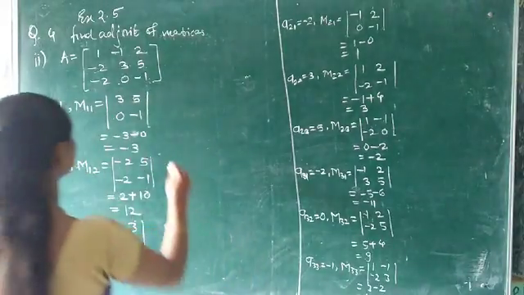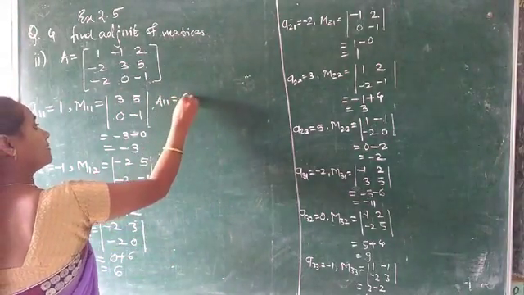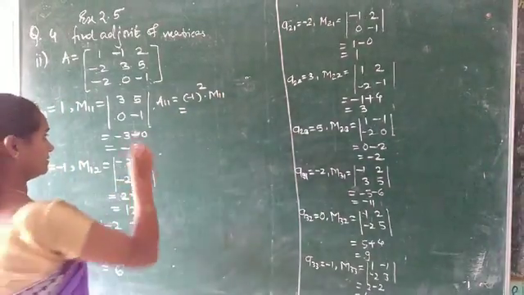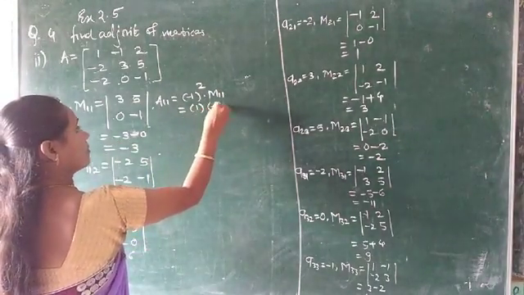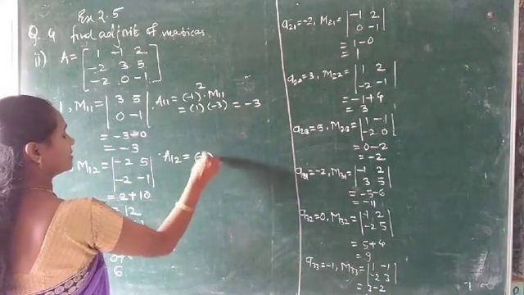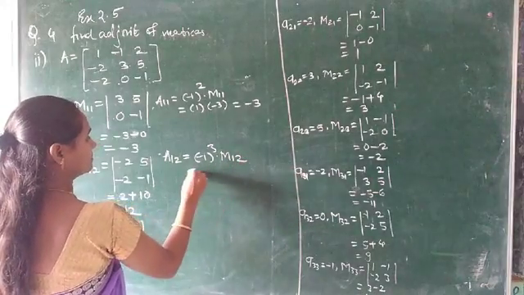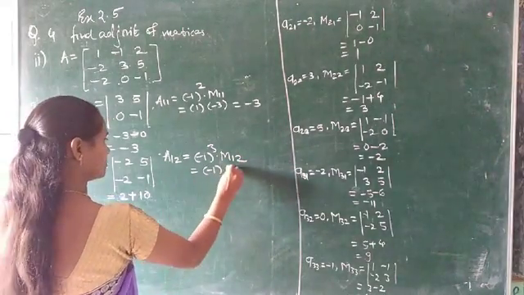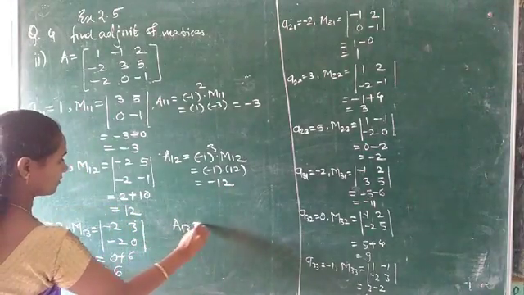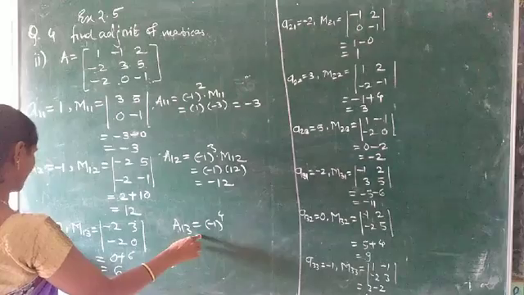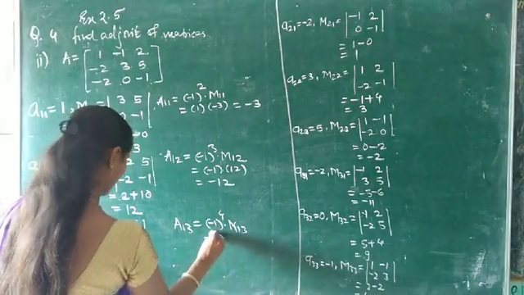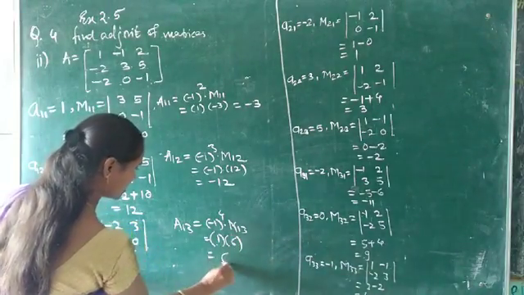Now find the cofactors. A11 is equal to minus 1 square into M11. Minus 1 square is plus 1 and M11 is equal to minus 3. A12 is minus 1 cube into M12. Minus 1, M12 is 12, therefore it is minus 12. Now, A13 is minus 1 raised to 1 plus 3, 4, into M13. Plus 1 and M13 is 6. So it is plus 6.